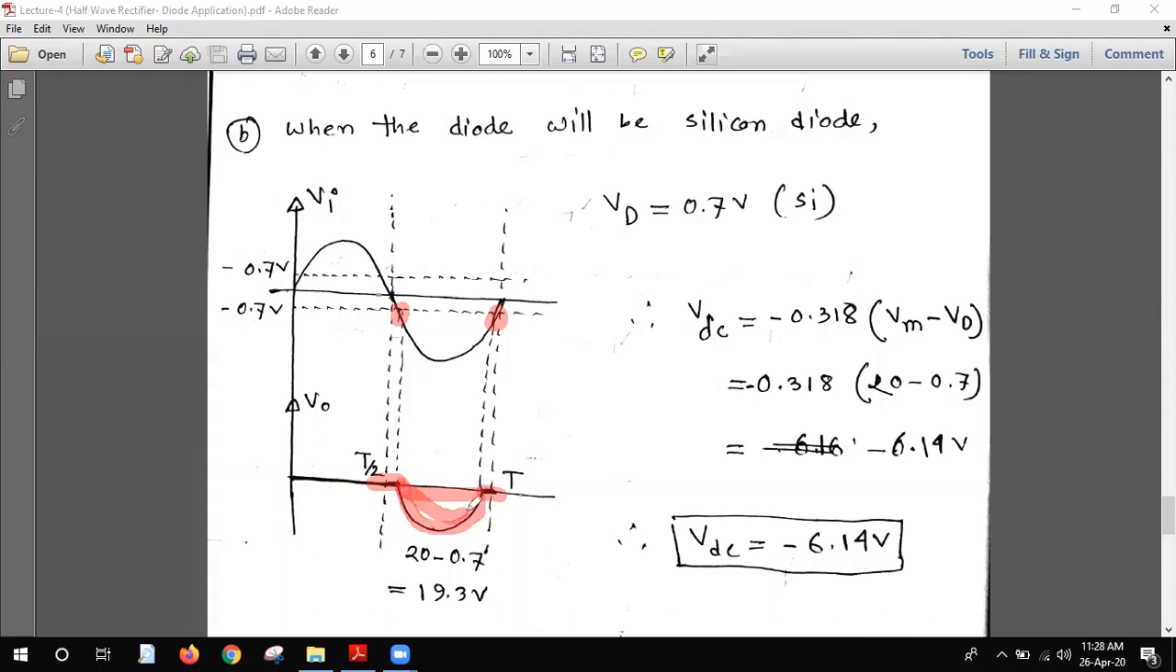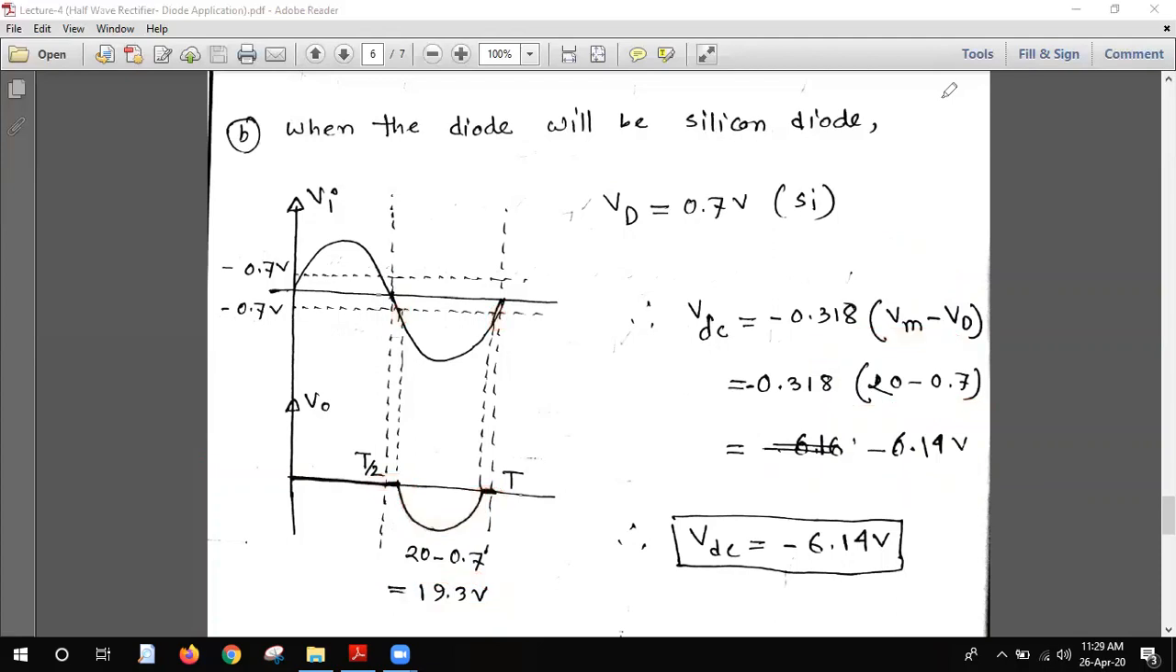But now the peak voltage will not be the 20 volt because we have 0.7 volt of silicon. So the 20 minus 0.7, it will be 19.3. The peak voltage will be 19.3. Okay. So the DC voltage will be 0.318 times (Vm minus VD). That means Vm, it was 20 volt, right now it will be minus 0.7 volt because of silicon. So 20 minus 0.7, we get minus 6.14 V. And there is a minus because it is in the negative cycle.